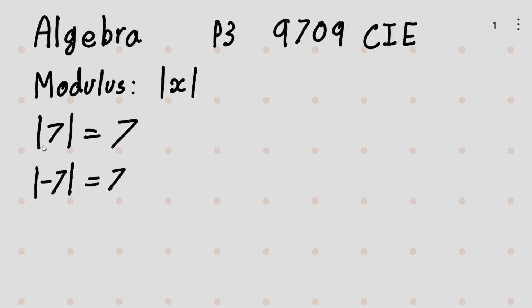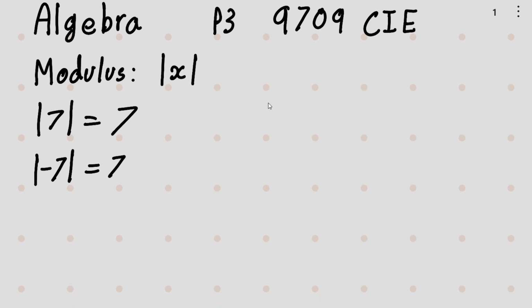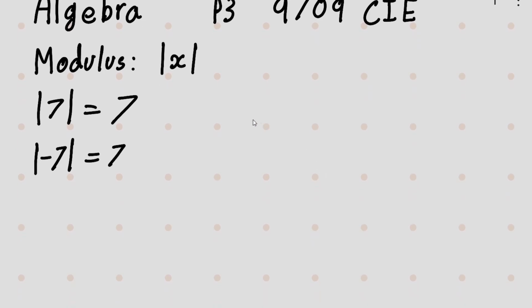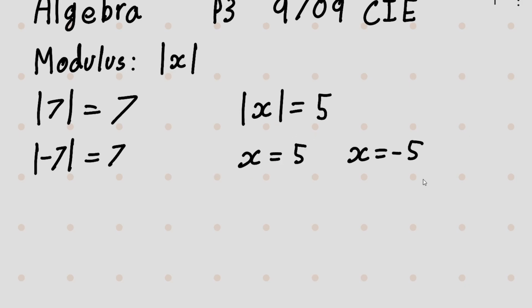So we're going to take a look at a few examples, just to help you understand how we could solve questions regarding modulus. Say you have modulus of x is equal to 5. What are the possible values of x? It's quite simple. The possible values for x will be 5 and -5. As you put these two values back into the function, you're just going to get 5.